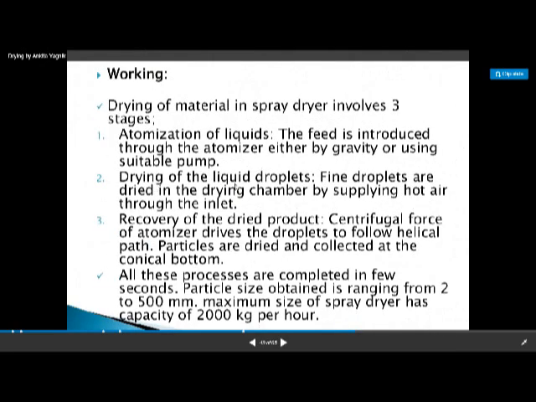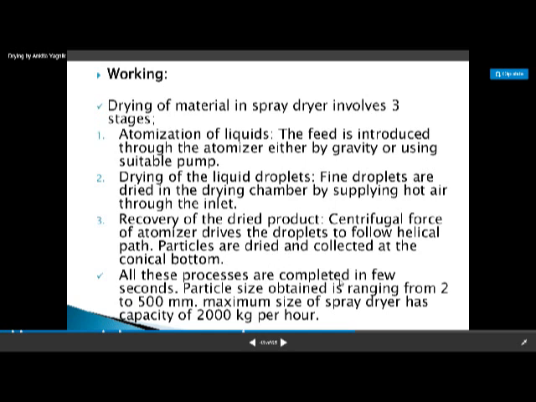Second, drying of the liquid droplets. The fine droplets are dried in the drying chamber by supplying the hot air through the inlet. Then recovery of the dried product. Centrifugal force of the atomizer drives the droplet to follow the helical path. We have seen in the diagram how the helical path is followed by the droplets because of the exertion of the centrifugal force, and the particles are dried and collected at the conical bottom.